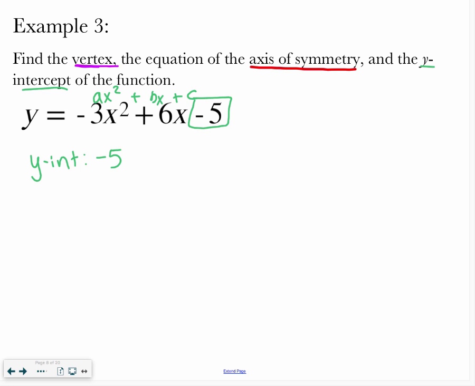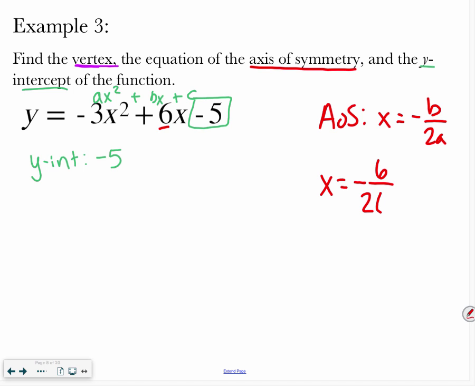Now, our axis of symmetry, the way we find that, our equation is x equals -b over 2a. So if I look, I have x equals -6. What's my b value? My b value is 6 over 2 times a, which is -3. So I have -6 over -6, which is a +1. So I know my axis of symmetry is x equals 1.